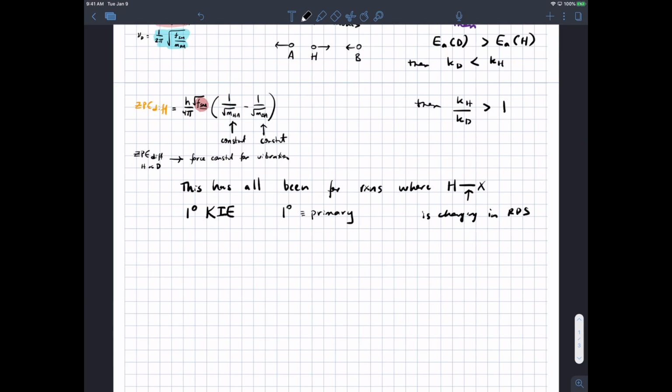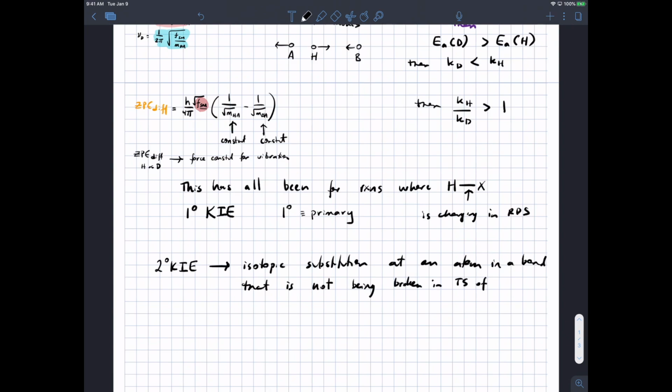There's a class of smaller kinetic isotope effects that are called secondary kinetic isotope effects. And these come from isotopic substitution at an atom in a bond that is not being broken in the transition state of the rate determining step. A lot of prepositions there.